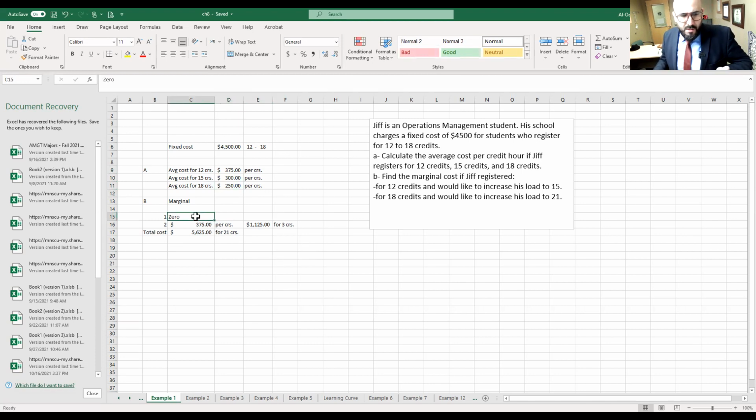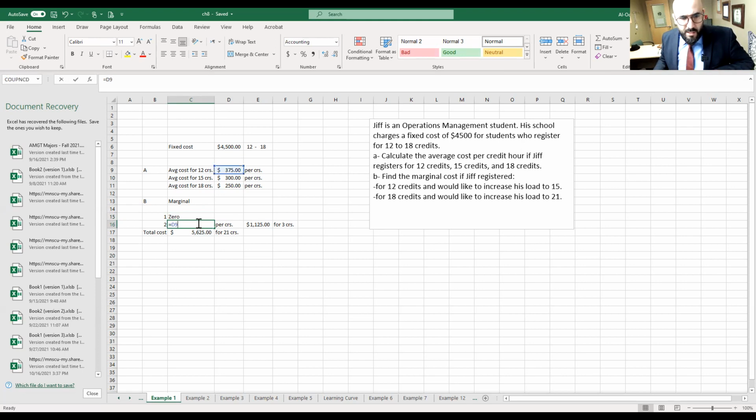Now, for the marginal cost, we agreed that if you increase the load from 12 to 15, it's not going to add anything, so the marginal cost is 0. Now, if Jeff starts to increase his load from 18 to 21, then we have to find out what the cost would be.